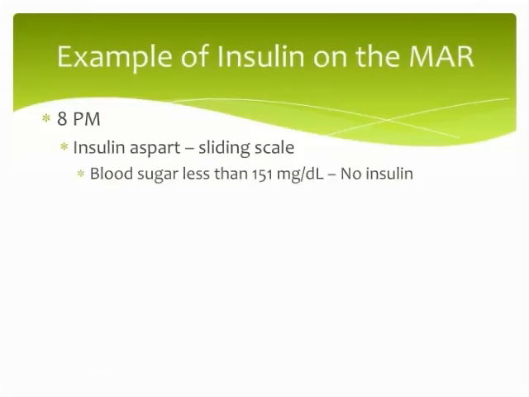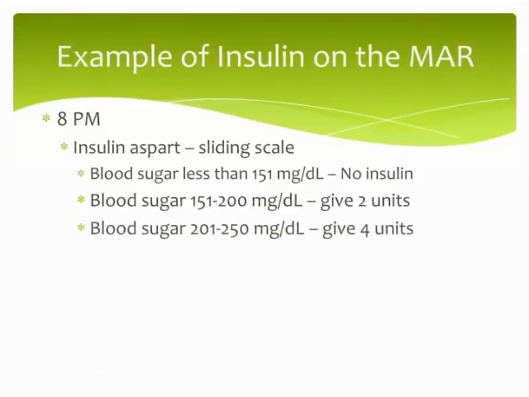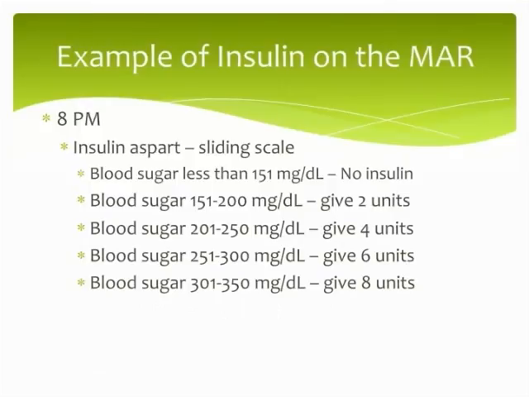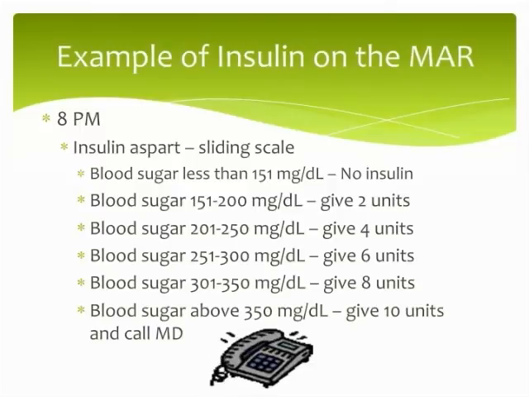If a blood sugar level is below 151, no insulin is given. If the blood sugar is between 151 and 200, the resident is given 2 units of insulin aspart. For a blood sugar of 201 to 250, 4 units of insulin aspart are given. 6 units of insulin aspart will be given for a blood sugar between 251 and 300, 8 units for a blood sugar between 301 and 350, and if the blood sugar is above 350, 351 or higher, the resident will receive 10 units of insulin aspart, and the doctor should be notified.